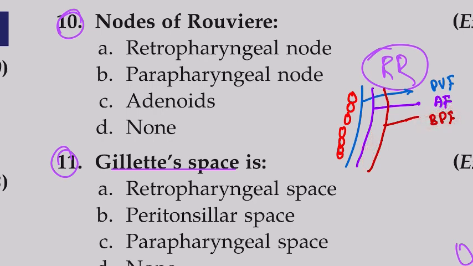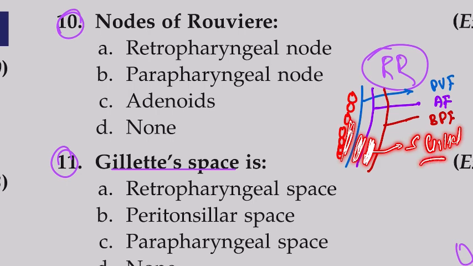Now what about the space between the alar fascia and the prevertebral fascia? That is our danger space. And this one, just in front of the vertebrae, is the prevertebral space. So we are clear about the prevertebral space, danger space, and retropharyngeal space. The retropharyngeal space is also called the space of Gillette.